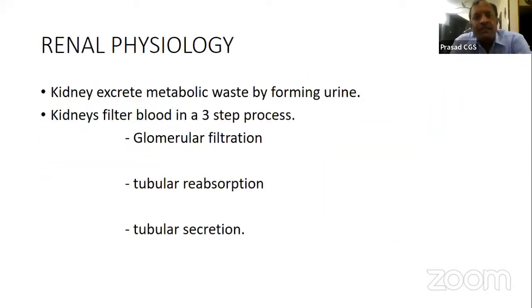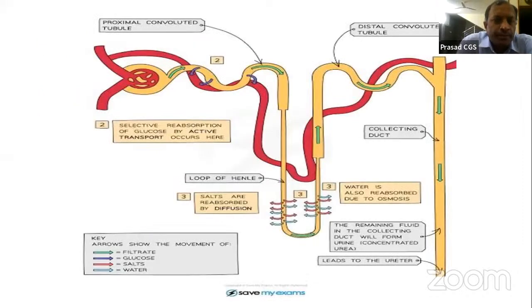Coming to the actual physiology, the kidney excretes metabolic waste products by forming urine. This takes place in three steps: glomerular filtration, tubular reabsorption, and tubular secretion. The blood enters the glomerulus through the afferent arterioles. In the glomerular capillaries, it is filtered and passes to the proximal convoluted tubule, where about 70% of water, sodium, and chloride, and 100% of glucose and amino acids are reabsorbed, and later it enters the loop of Henle.